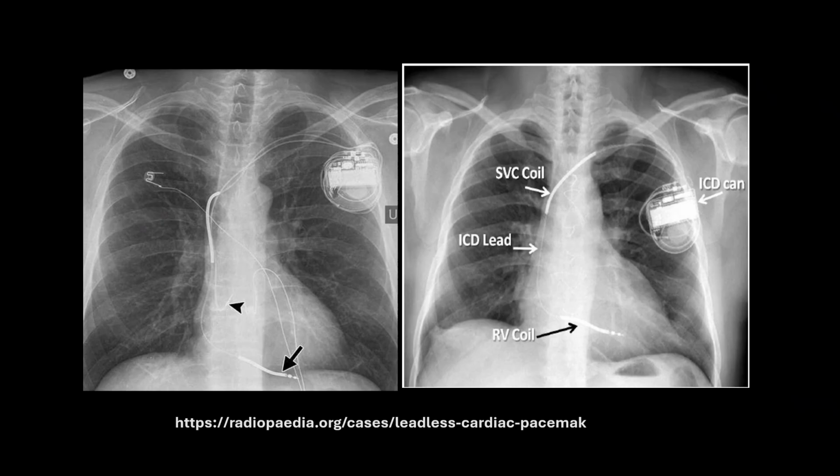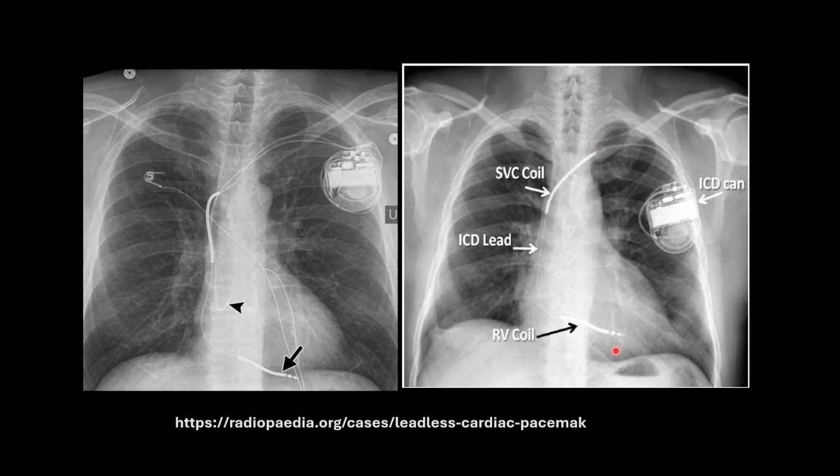And this X-ray is for an ICD, and we will find that the ICD generator is on the left side of the chest, and from this generator two leads come out. This is the superior vena cava coil, and in the lower part there is a right ventricular lead which directs towards the right ventricle or the septum, and at the end of the RV lead there is also an RV coil. This is only a single lead coming out from the ICD with two coils present on it.